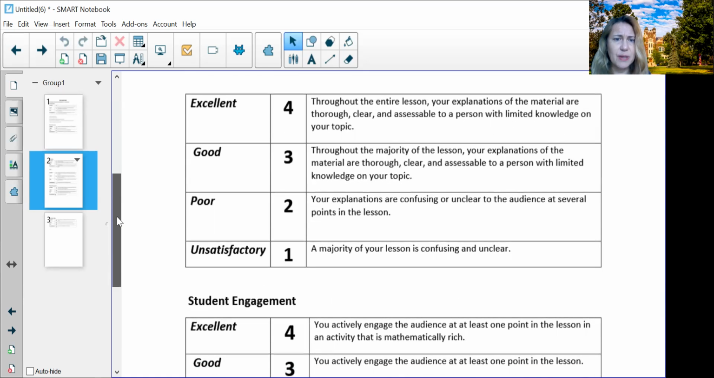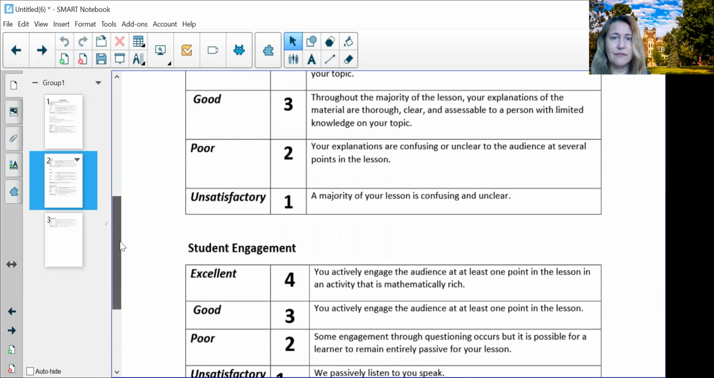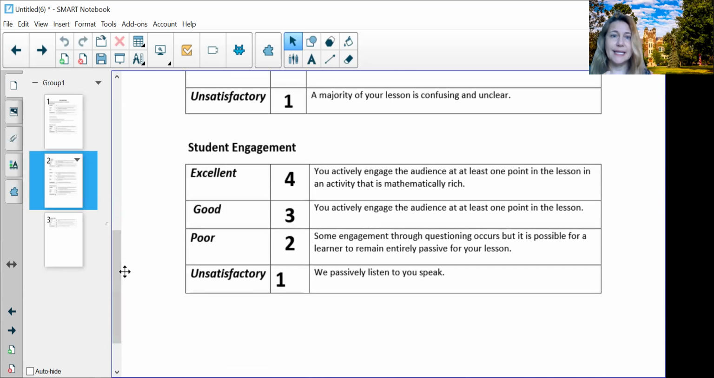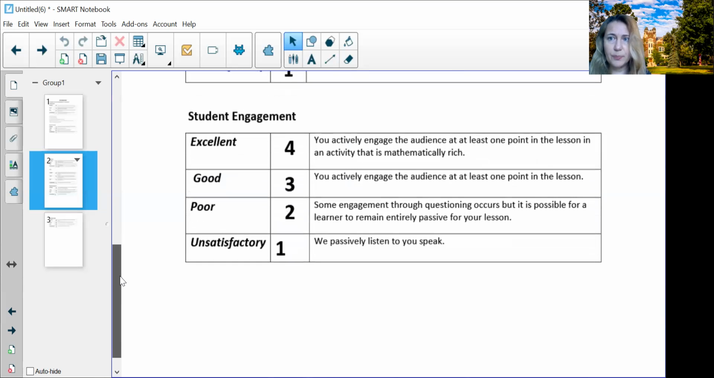So the student engagement part kind of goes back to the body of the lesson part, where you have to do something where we are engaged in some sort of task or activity or exploration. Maybe you're using technology, something like that. All right, so notice what is considered unsatisfactory. If we just sit there passively and listen to you talk and you do all the talking, that would be considered unsatisfactory. So you want to be engaging your audience, who will be your other peers that are in your group.